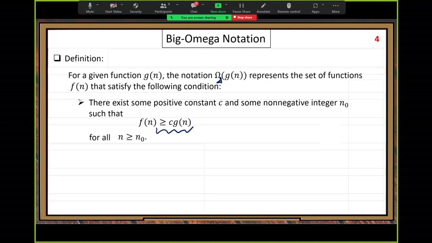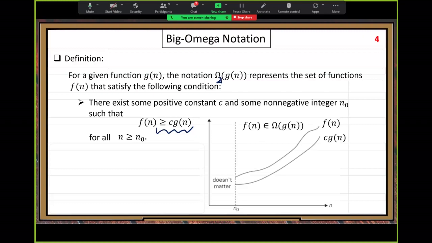The only change from the graph is that we just look at the lower bound. After we multiply the g function by a certain constant C, you see the curve is below the curve of the f function after n passes this dashed line at n0. It doesn't matter before n0. The same idea as the previous one. So one upper bound, one lower bound. But this lower bound case we rarely use.